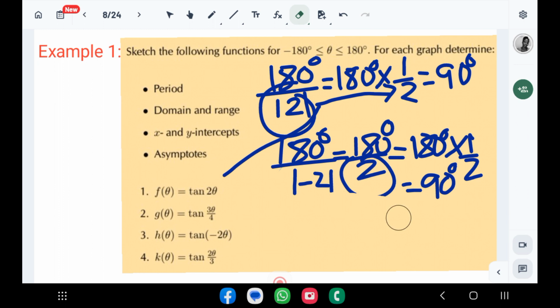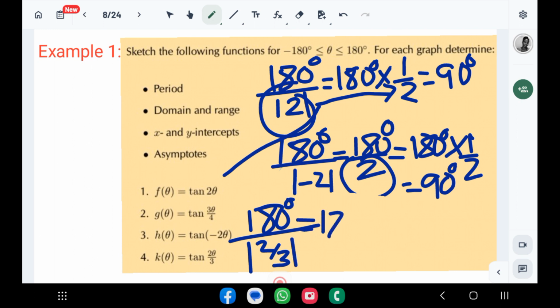Period for the last one, let's do the period for k equals 3 over 2. So that's 180 degrees divided by the absolute value of 3 over 2. Now that becomes 180 degrees multiplied by 2 over 3. We flip that upside down. Take out a calculator. Common fraction button, 180 multiplied by 3, downward arrow and put 2. If you're using a Casio, that is equal to 270 degrees. That's how easy it is to calculate what your period is going to be.